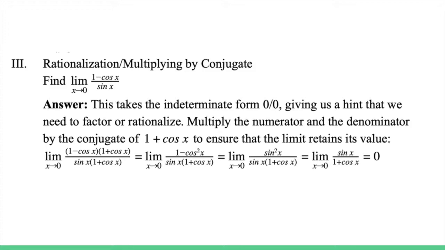Using our limit properties, we split the limit into 2, and we get the limit as x approaches 0 of sine x, which is just 0, and the limit as x approaches 0 of 1 plus cosine x, which is 2, but 0 over 2 is just 0, and that is our answer.